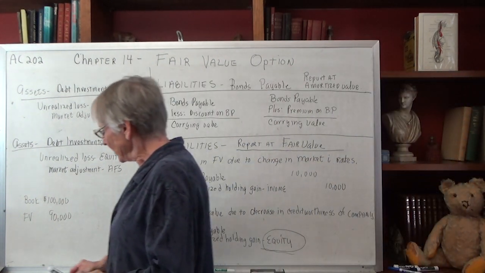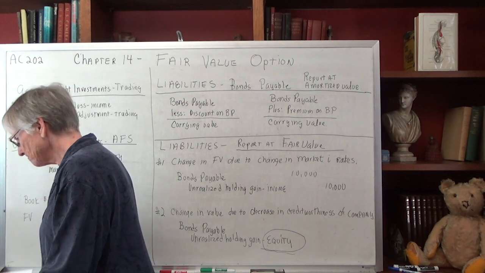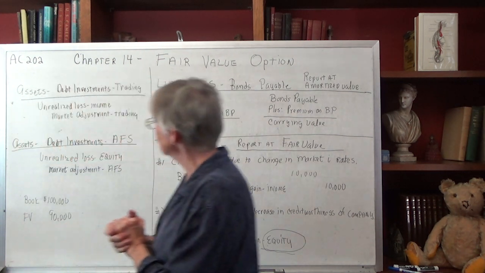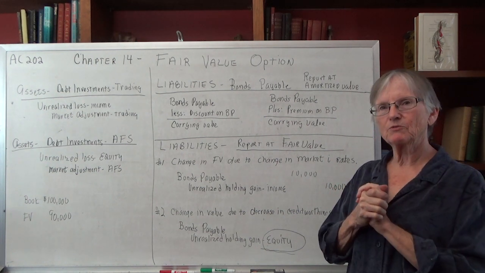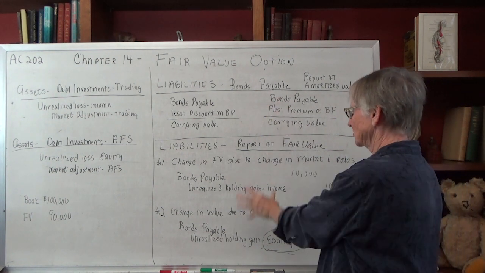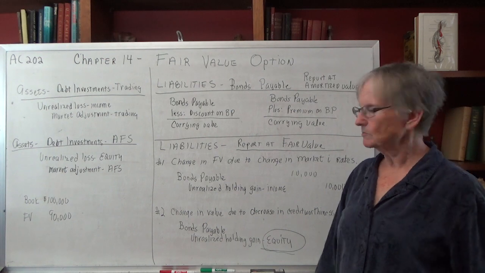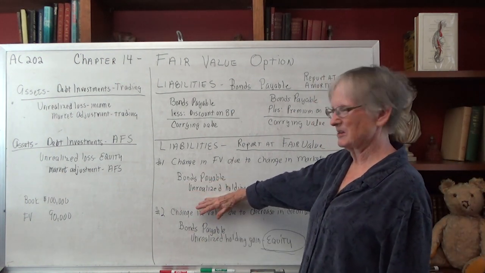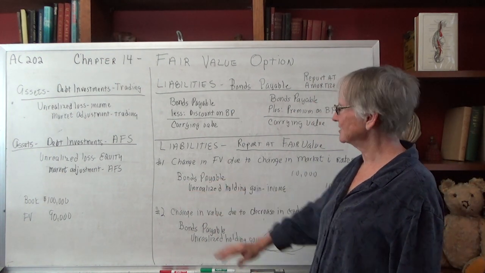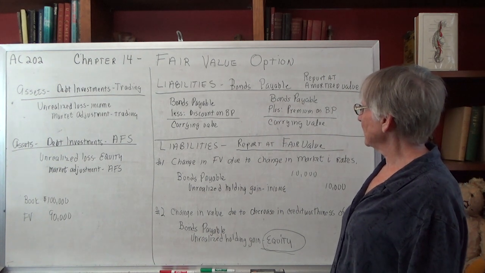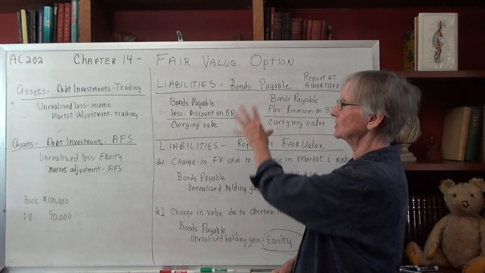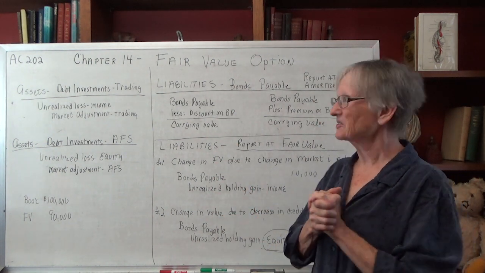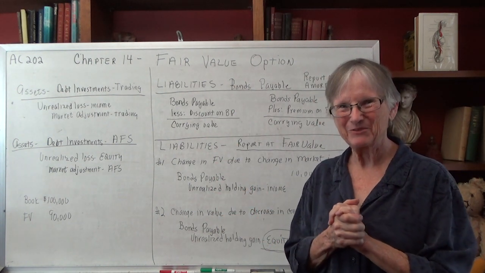Okay, so fair value, you just need to be aware that liabilities can be reported at fair value. Logically, it does seem a little weird because as you're reducing the value, you're recognizing unrealized holding gains. And I'm not going to be asking you to do any journal entries on this. So that's your fair value option for liabilities.